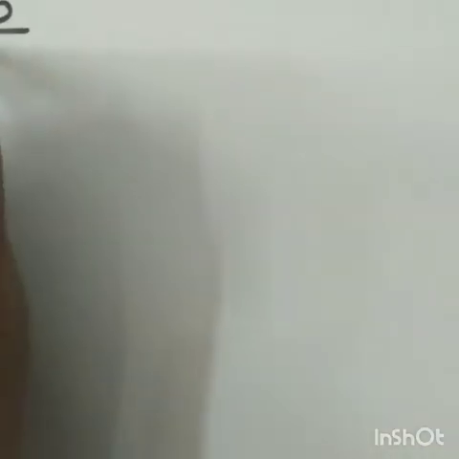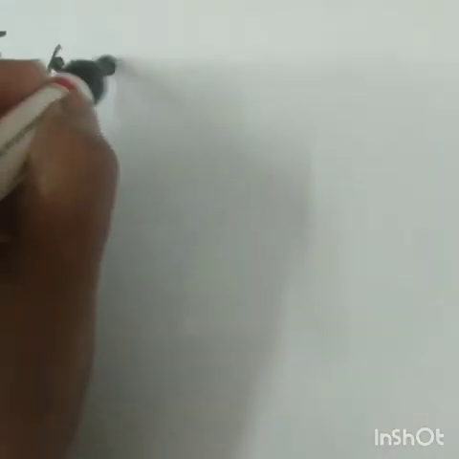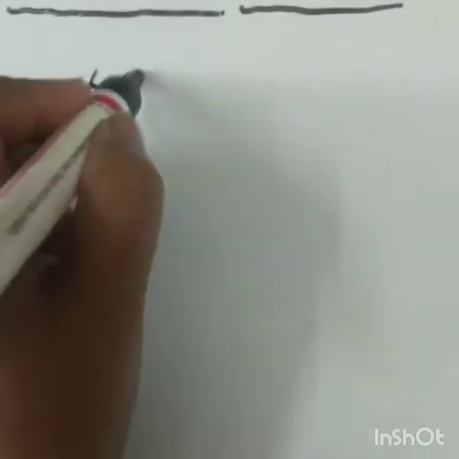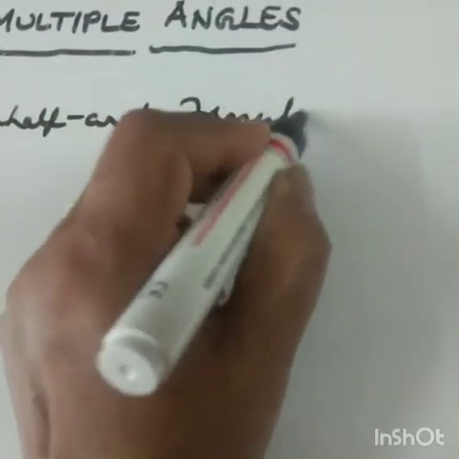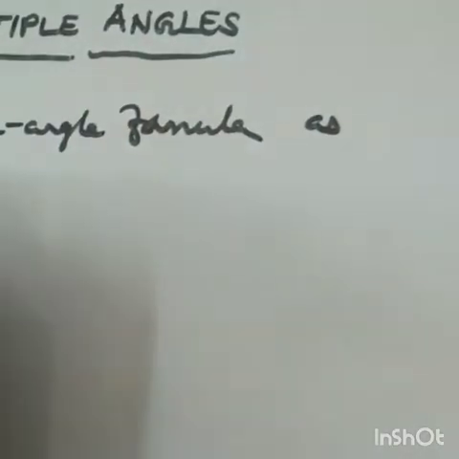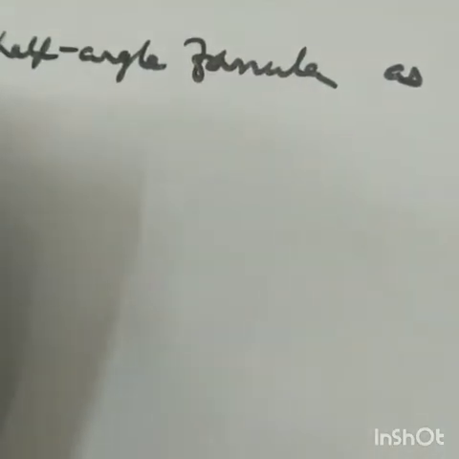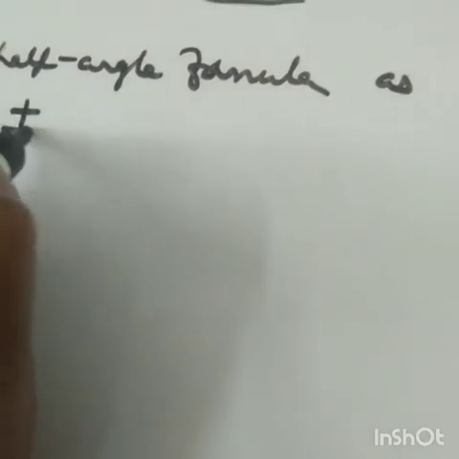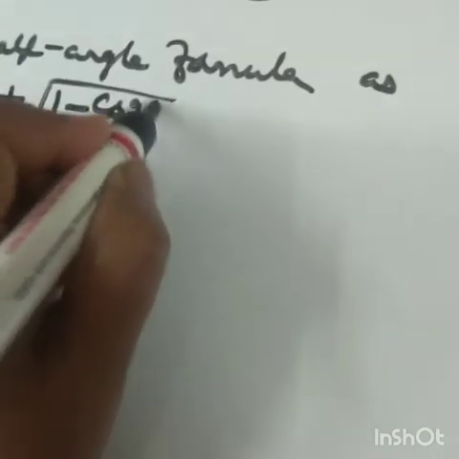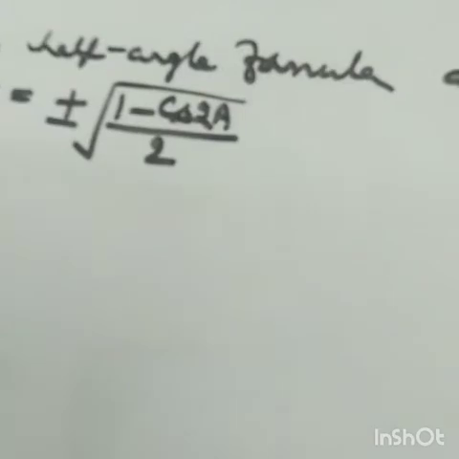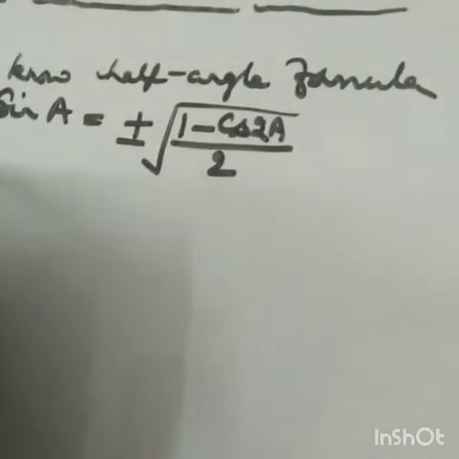In this question, you are required to find the value of sine 15 degree using the half angle formula. We already know the half angle formula. What is the formula? Sine A is equal to plus minus under root (1 minus cos 2A) upon 2. This is the formula. Now in place of A you can write 15.